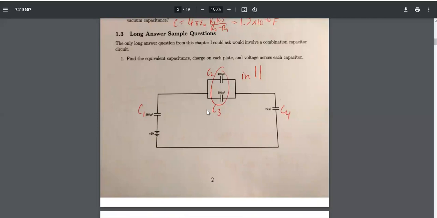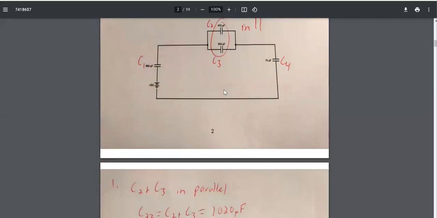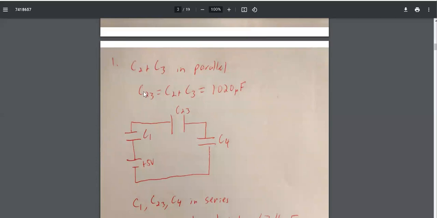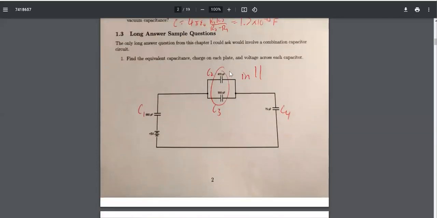So what we do is we just look at some subset of the circuit here and say, okay, all of these are in series or all of these are in parallel. So C2 and C3 here are in parallel, which means that we can replace them with what I called C23. Now for capacitors in parallel, the resulting or the equivalent capacitance is just the sum. So we just add those two capacitances together, and then we replace these two with a single one.